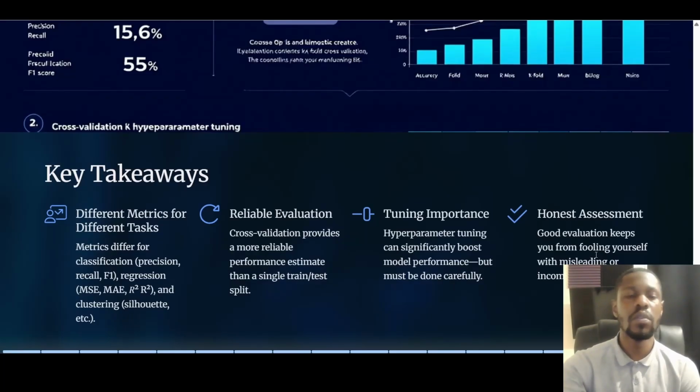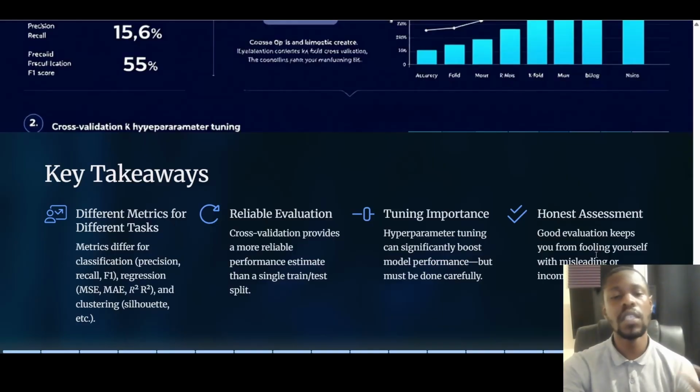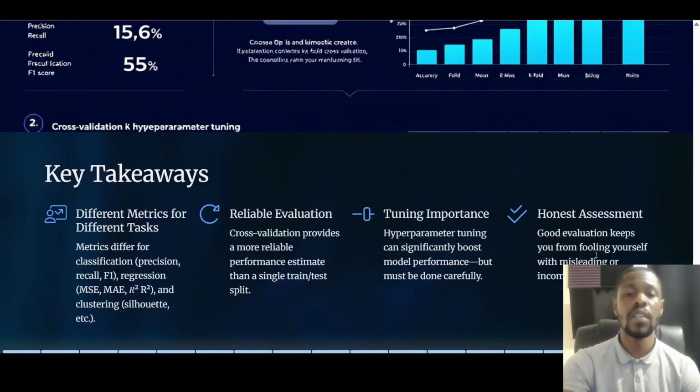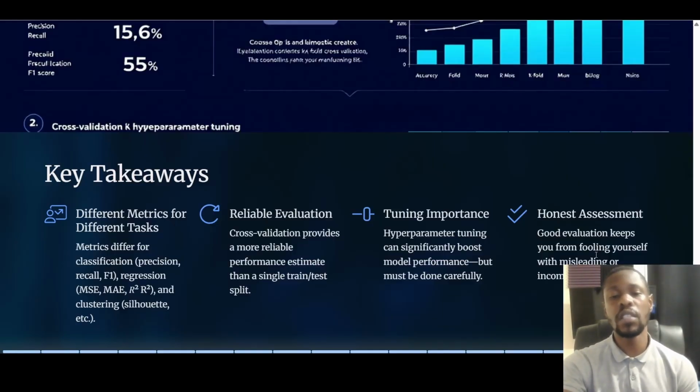Key takeaways. So we looked at different metrics for different tasks. So just remember, metrics differ for classification, i.e. precision, recall, F1, and also regression, MSE, MAE, and R squared, as well as clustering. We looked at the silhouette method, etc. Reliable evaluation. Remember that cross-validation provides a more reliable performance estimate than a single train/test split. Remember the importance of tuning. Hyperparameter tuning can significantly boost a model's performance, but it must be done carefully. And honest assessment. So good evaluation keeps you from fooling yourself with misleading or incomplete metrics.